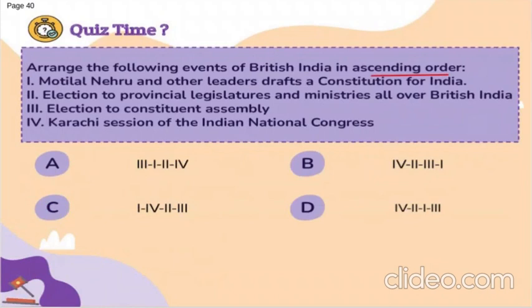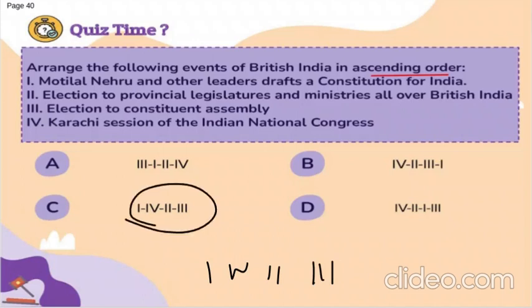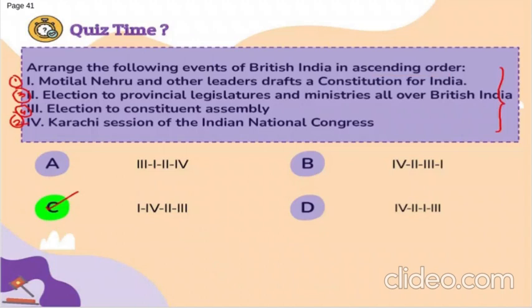Question number two. Arrange the following events of British India in ascending order. Ascending means from the first thing to the last thing. Motilal Nehru and other leaders draft a constitution for India. Election to provincial legislatures and ministers all over British India. Election to the Constituent Assembly. Karachi session of the Indian National Congress. We know that at the last, election to the Constituent Assembly was held, and then the constitution was made. First was Motilal Nehru and the other leaders who came up and gave the draft. Later on, the Karachi session took place, due to which the elections of provincial legislative ministers all over British India were conducted. So the right answer is 1, 4, 2, and 3.